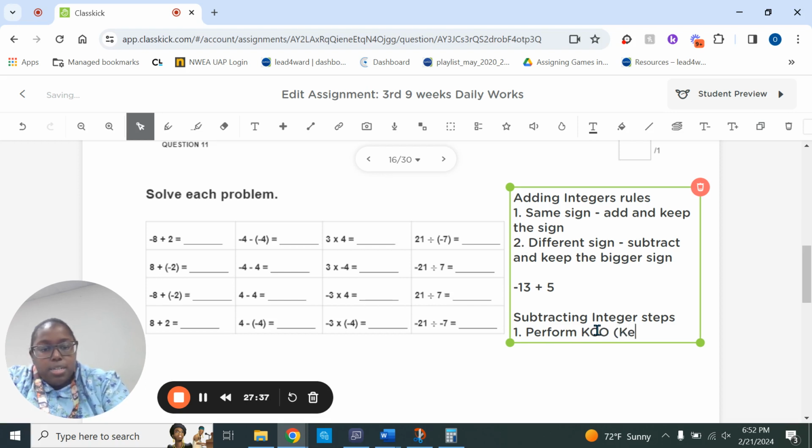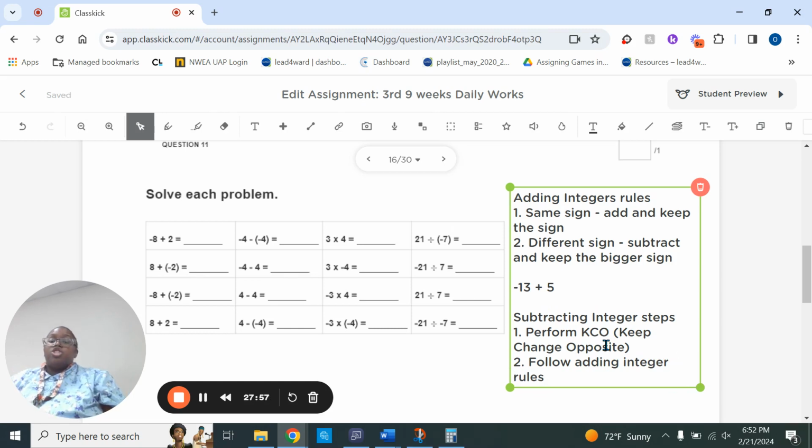Remember, KCO is keep, change, opposite. Step 2, follow adding integer rules. So once you perform KCO, keep, change, opposite, follow the adding integer rules.